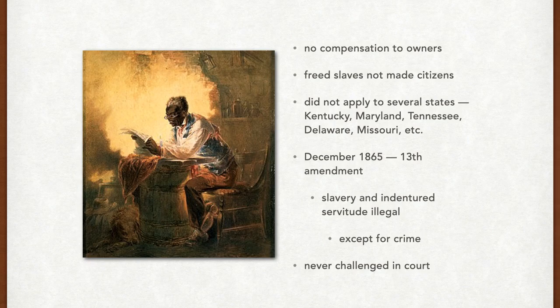The proclamation did not compensate the owners. Remember, throughout this class, we've talked about how the owners got paid if their slaves were freed by the government. Well, that no longer happens, right? It did not grant citizenship to the ex-slaves, called freedmen. So that's important too, right? Not until the 14th Amendment, which would happen a few years after the war, would black people be considered citizens and get the rights of citizens. So they were basically in a weird spot, right? They weren't slaves, but they weren't citizens.